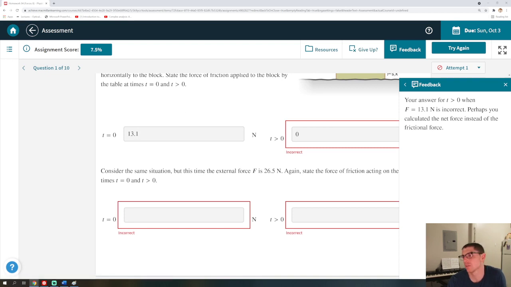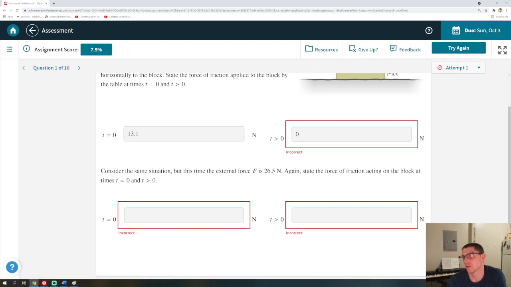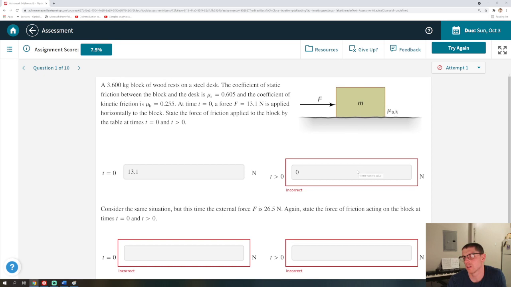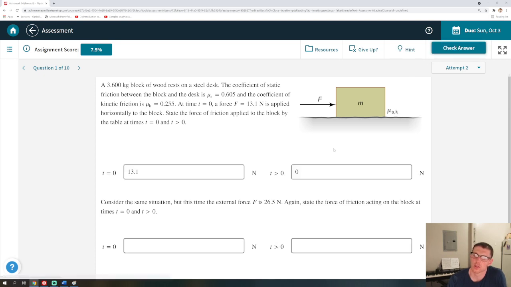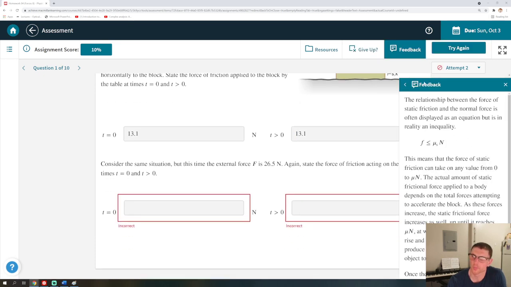Wait, what's up? Oh, we want to figure out the force that it's applying. I see. Okay, so it's this. So this should also be 13.1, if I'm not mistaken. Yeah.